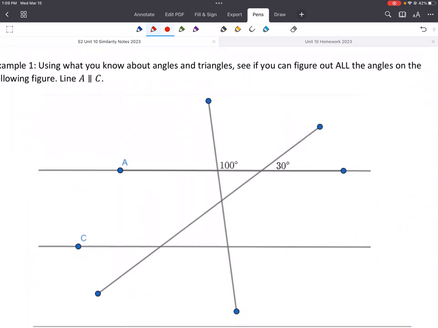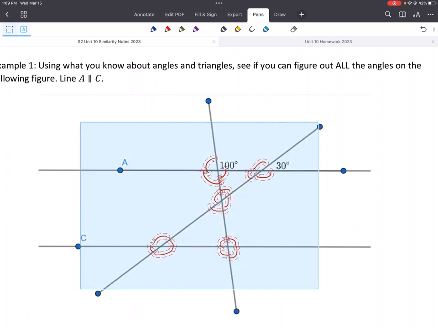Okay, so in class we went over this. You're asked to find all of the missing angles. So like this angle, this angle, this angle, this angle. So lots of angles, all of these angles. We're trying to find all of them.